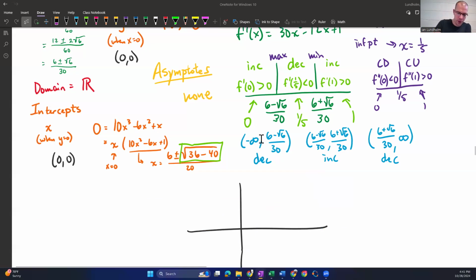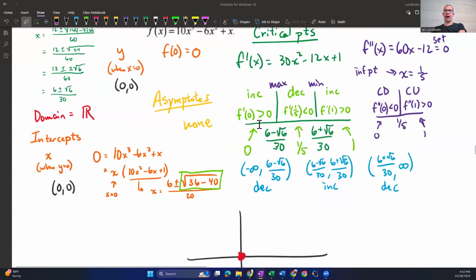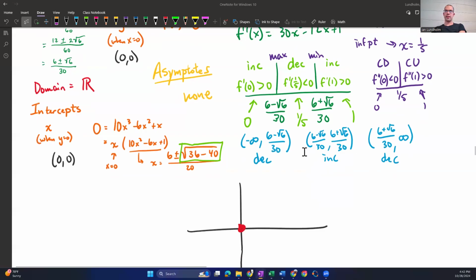All right, so we know that we're going through the point 0, 0. I guess let's make this red. We're going through the point 0, 0. We've got an interval of increase leading up to this point, and then decreasing and then increasing. So I might want to make those two points real quick. Let's make it over here and over here. Here's the one where we subtract off the square root of 6. Here's the one where we add on the square root of 6.